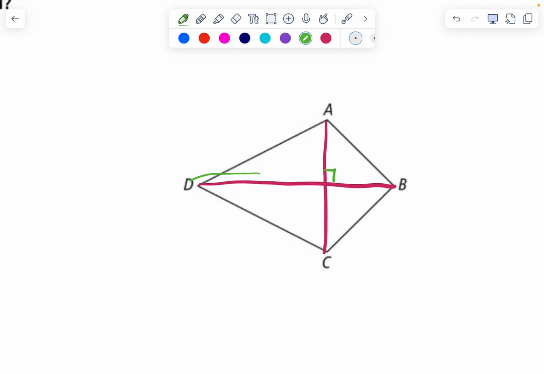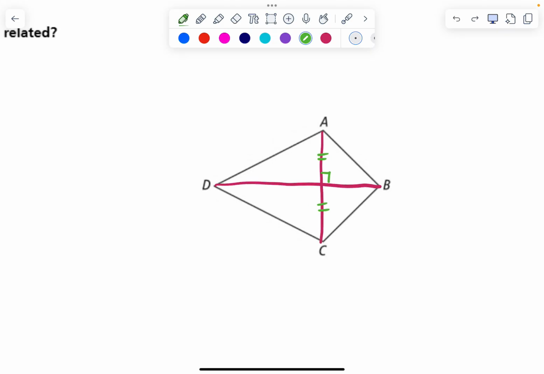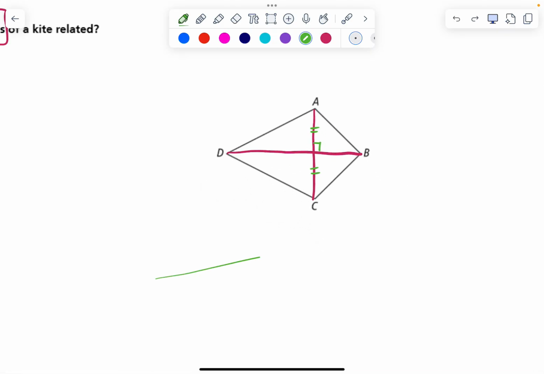What do you think the long diagonal does to the short one? Yeah, awesome. So these two pieces are congruent. So the long diagonal bisects the short. Do you think the short bisects the long? Yeah. In other words, could I do this? No. And we can make that even more obvious if we draw like a really long, skinny kite.